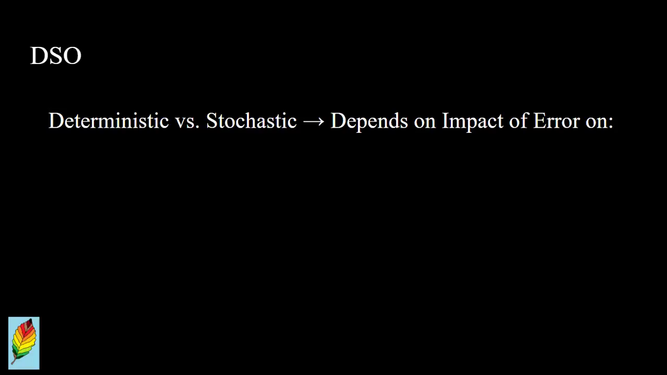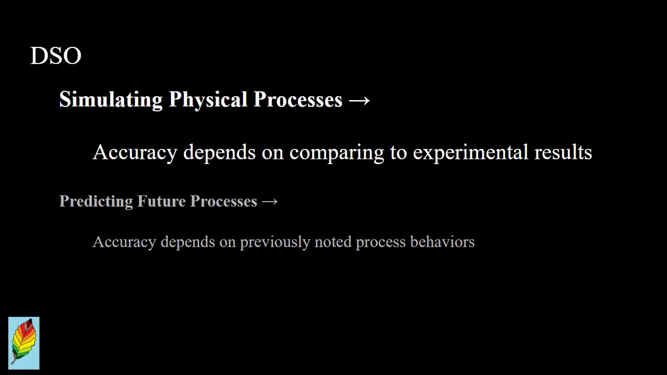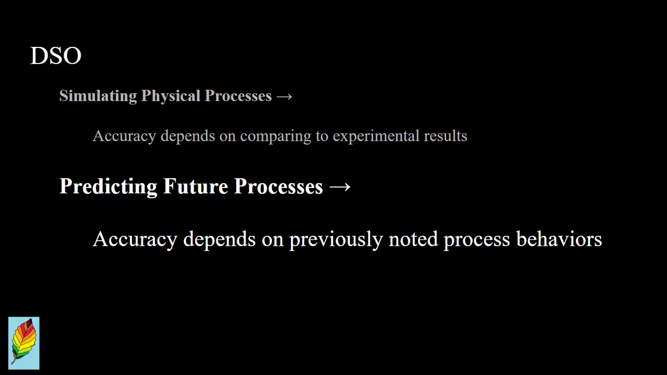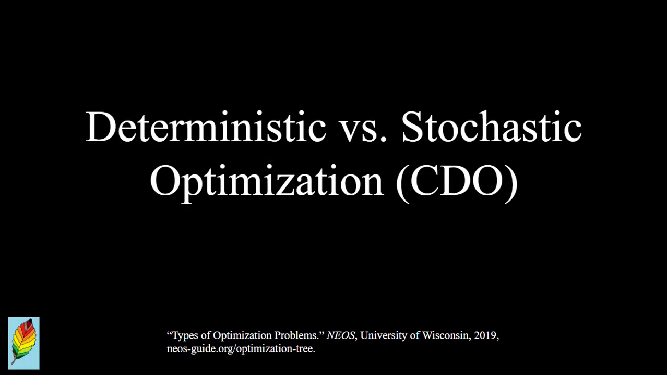The question of whether or not you would use deterministic or stochastic optimization is mostly dependent on how much you believe that the data errors would impact the feasibility and optimality of the output solution. For simulating physical processes, the accuracy is dependent on comparing previously accepted results to your experimental results. For predicting future processes, the accuracy can depend on previous behaviors of the process you are trying to predict.